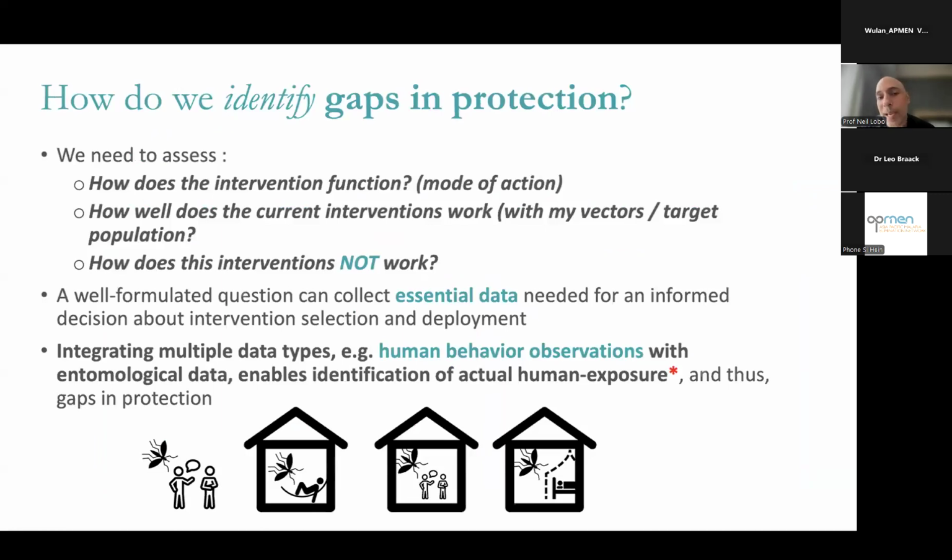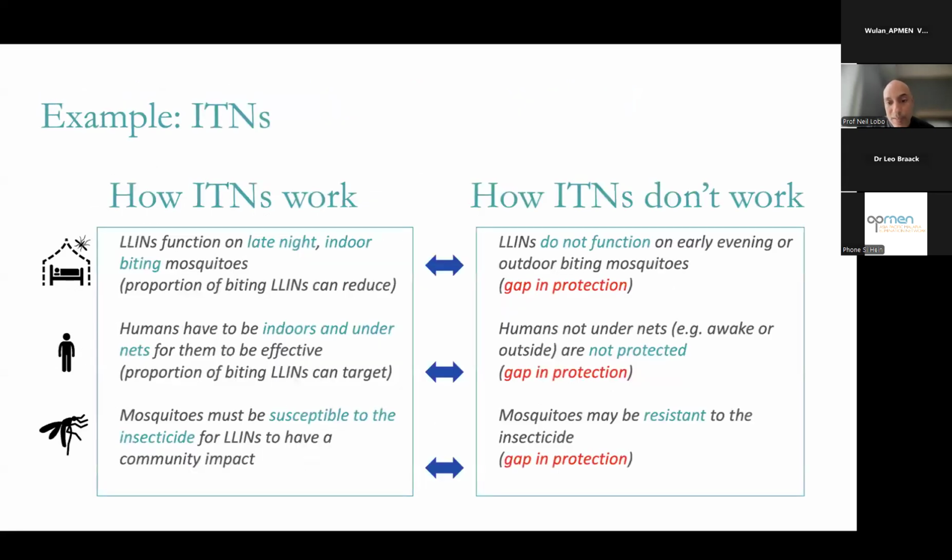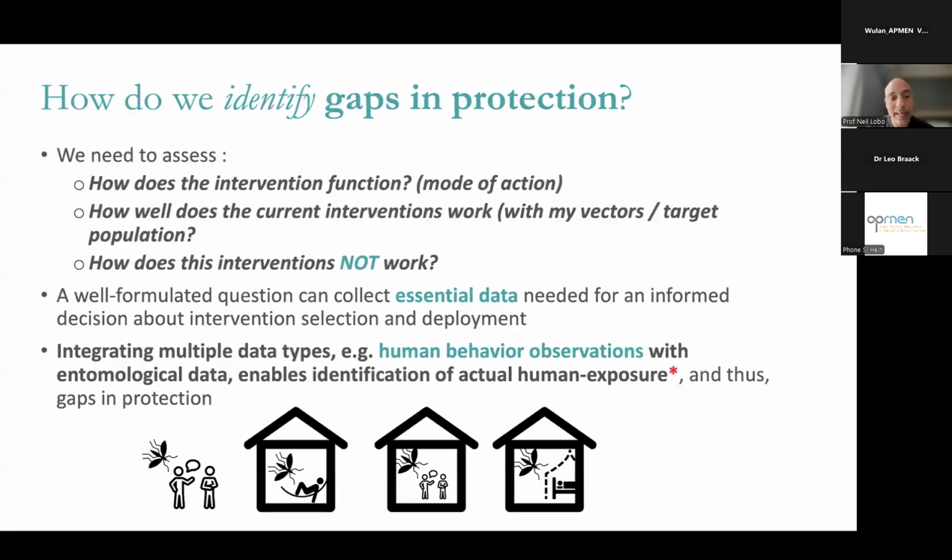So how do we identify gaps in protection? Exactly as I just mentioned, right? We look at how your intervention is functioning, how our present intervention functions with our local vectors, as well as how interventions don't work. So based on your question, if your question is, what are the gaps in protection with bed nets, right? We want to understand how bed nets don't work. And we can design that question in terms of essential data to collect to answer the question. And I just went through this on that previous slide, right? Those are the minimal essential data to collect.